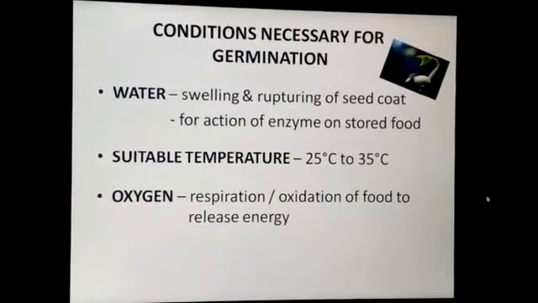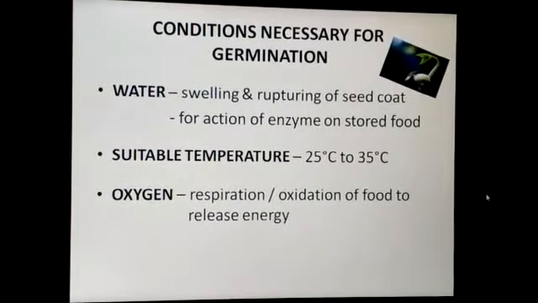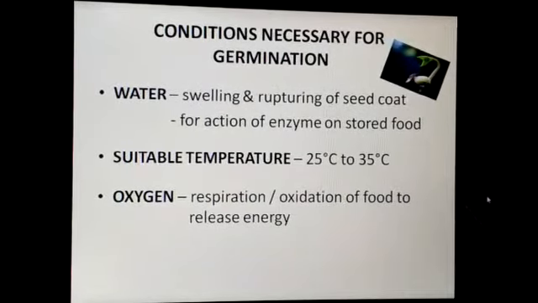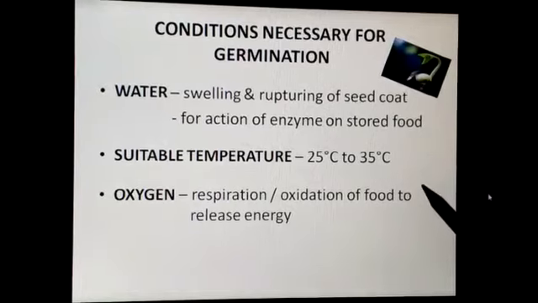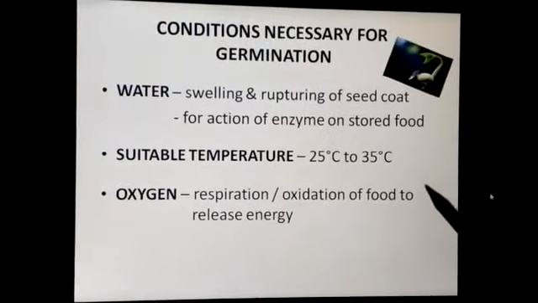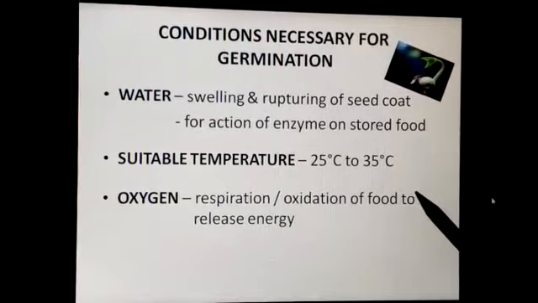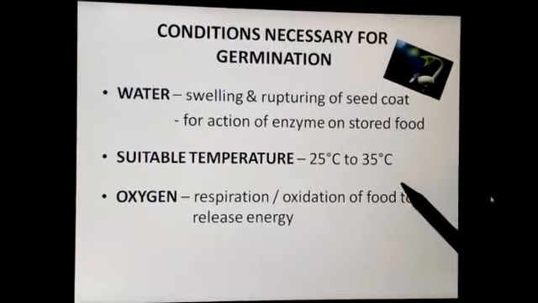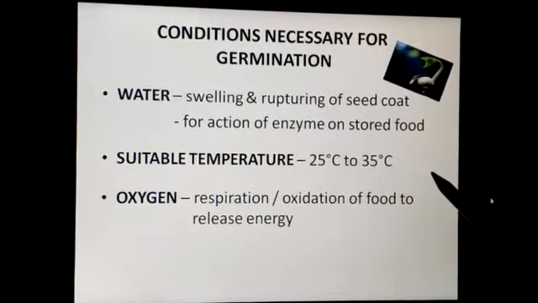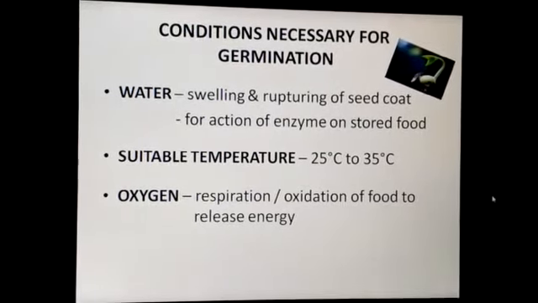The next condition is suitable temperature. The optimum temperature required for the normal functioning of body of any living organism is 25 degrees centigrade to 35 degrees centigrade. This range is normal for all the living organisms, and in this condition, the cells work comfortably. The enzymes in their normal form help in carrying out various metabolic activities. Any temperature lower than 25 degrees centigrade or higher than 35 degrees centigrade becomes an uncomfortable condition for the living cells as well as enzymes.